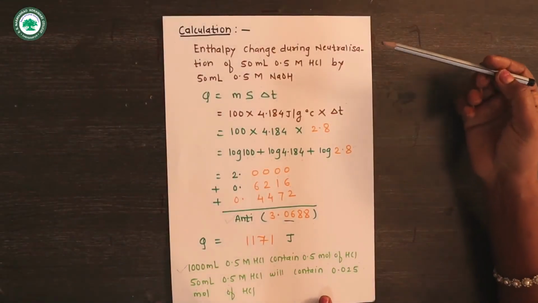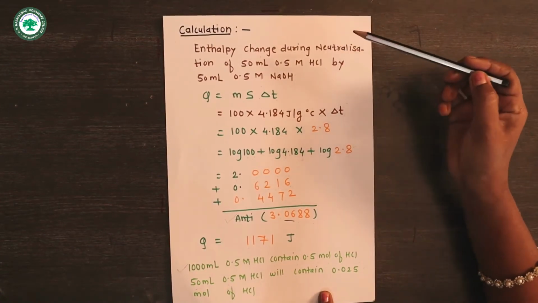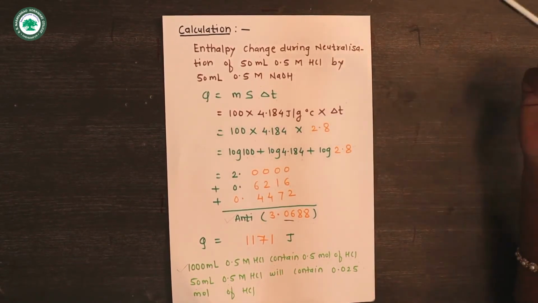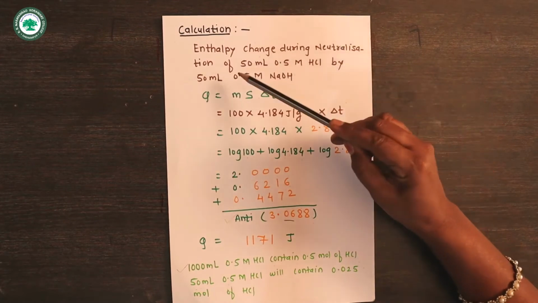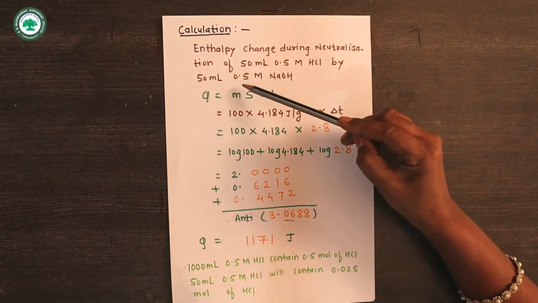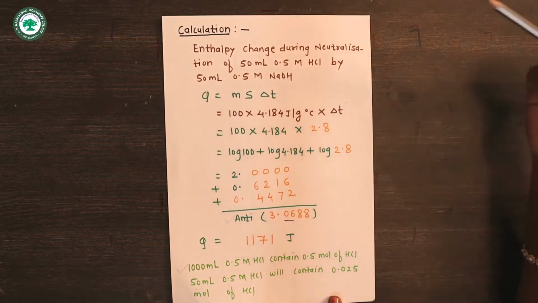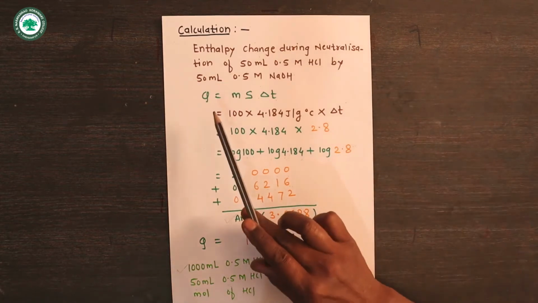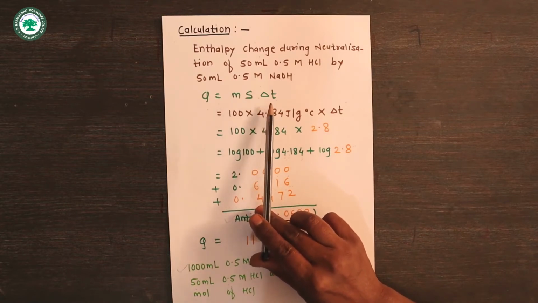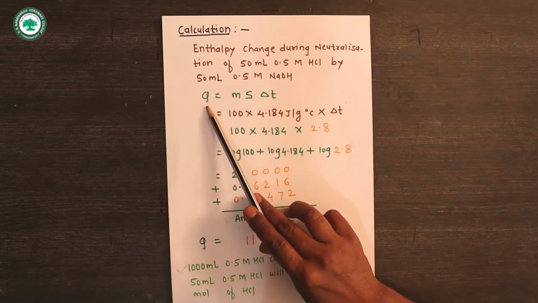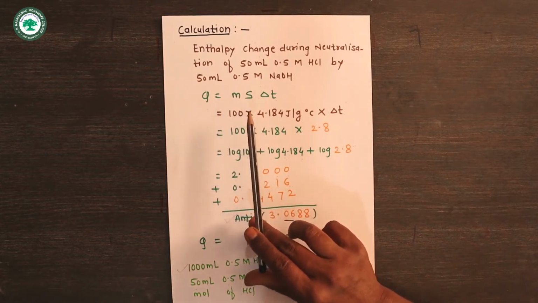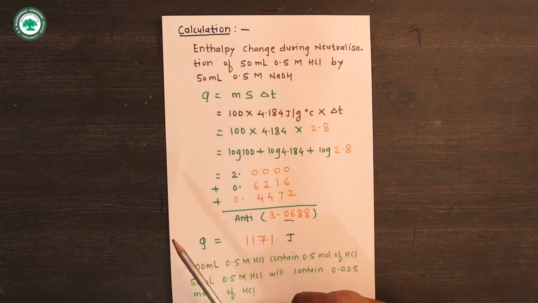Now let us consider the calculation of this neutralization experiment of 0.5 molar HCl and 0.5 molar NaOH. The enthalpy change during neutralization of 50 ml 0.5 molar HCl by 50 ml 0.5 molar NaOH solution is given by the formula Q = m × S × ΔT. What is this Q? That is the heat content, m is the mass of the solution, S is the heat capacity of water, and ΔT is the rise in temperature.